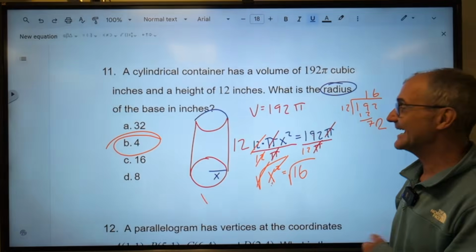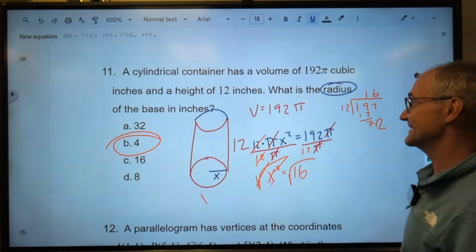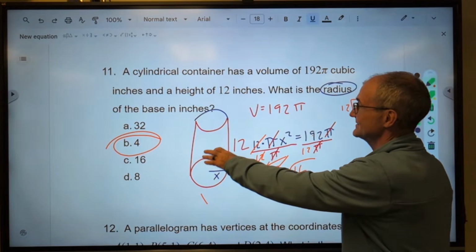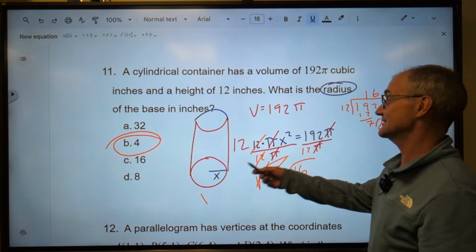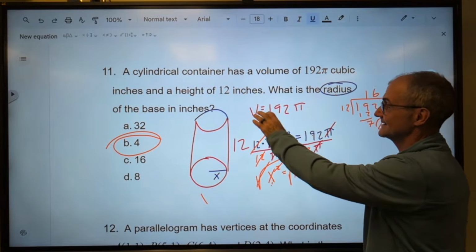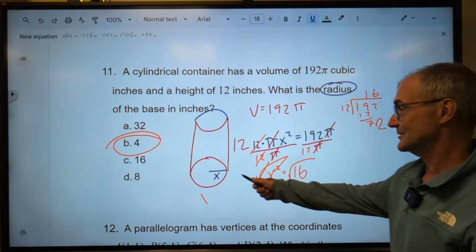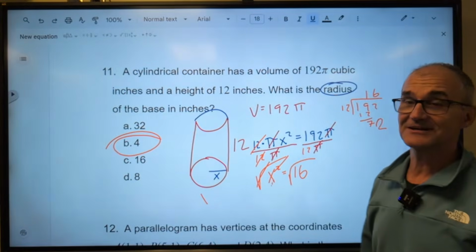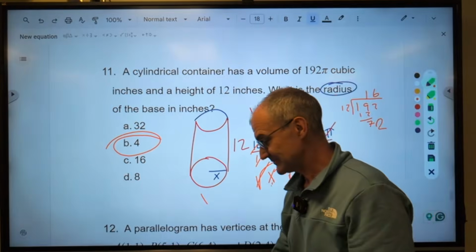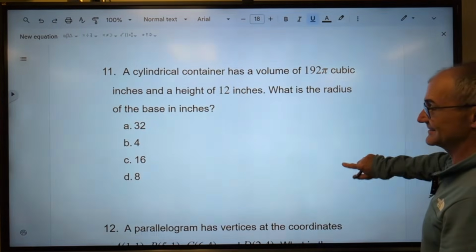If you got that, you get this. Because that's a hard one, right? Converting all this to the picture, knowing that volume is base area times height, setting up that equation to equal that, canceling your pi's, square rooting to get that radius. That's a tough one. Okay, let's keep going.